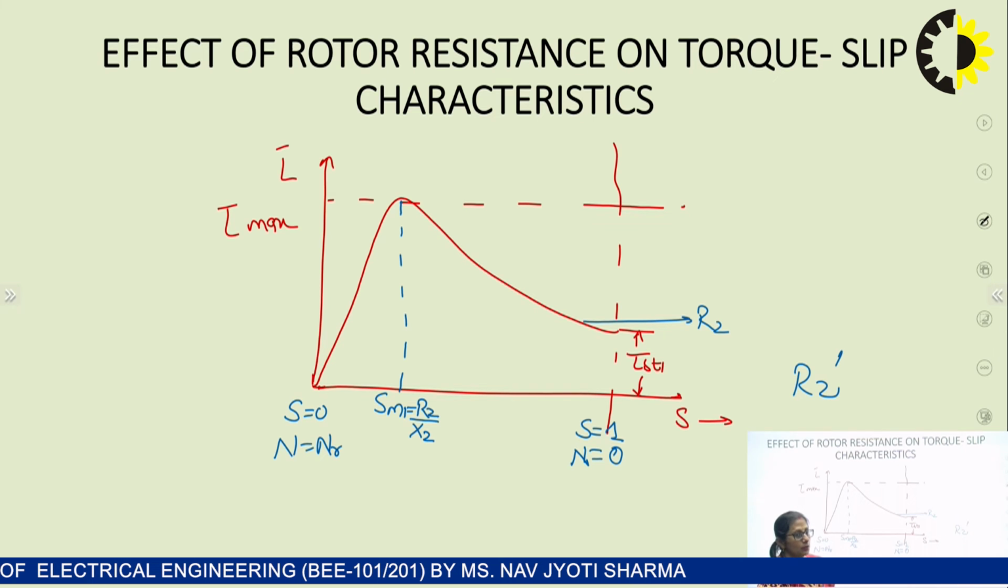In this case, what is going to happen? The characteristics are going to remain the same. We are going to have the low slip region, the high slip region, the stable and unstable regions. The nature is going to remain. But what about the starting torque and the maximum torque?